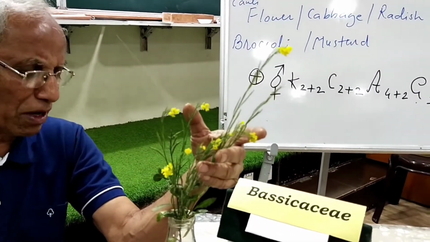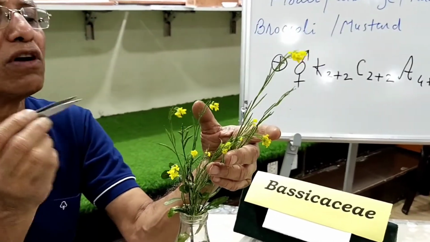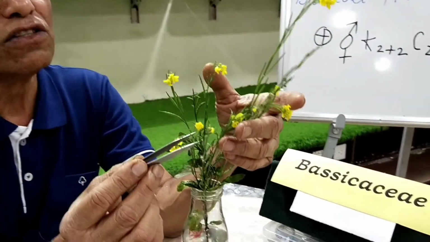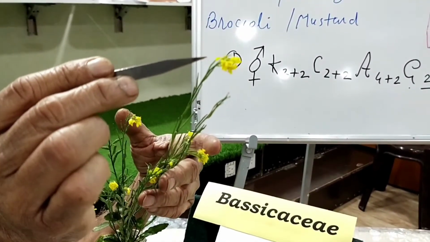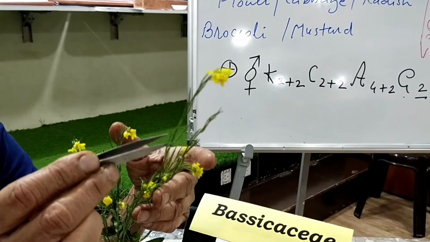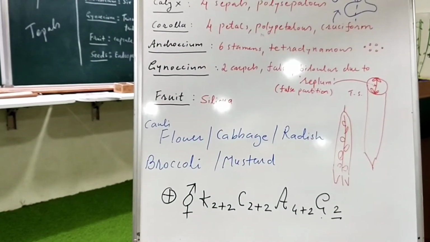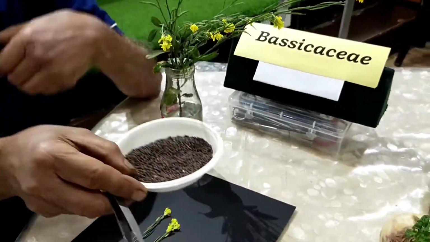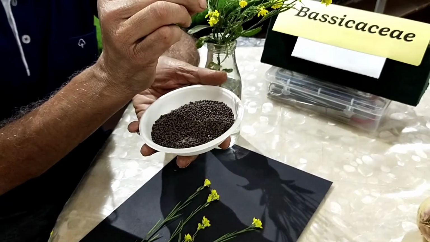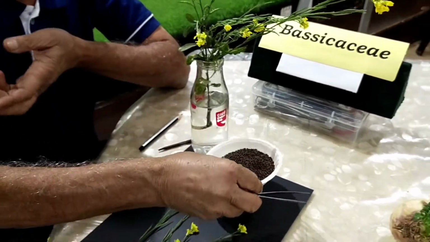This is very commonly grown. You don't need to grow it separately. You will definitely find it. See the fruits. These are the fruits. Flowers, you are able to see the beautiful yellow, and these are the fruits. And what type of fruit is it? It is siliqua. Siliqua is a type of fruit which is different from legume, and when it becomes dried and mature, you have these seeds, mustard seeds.